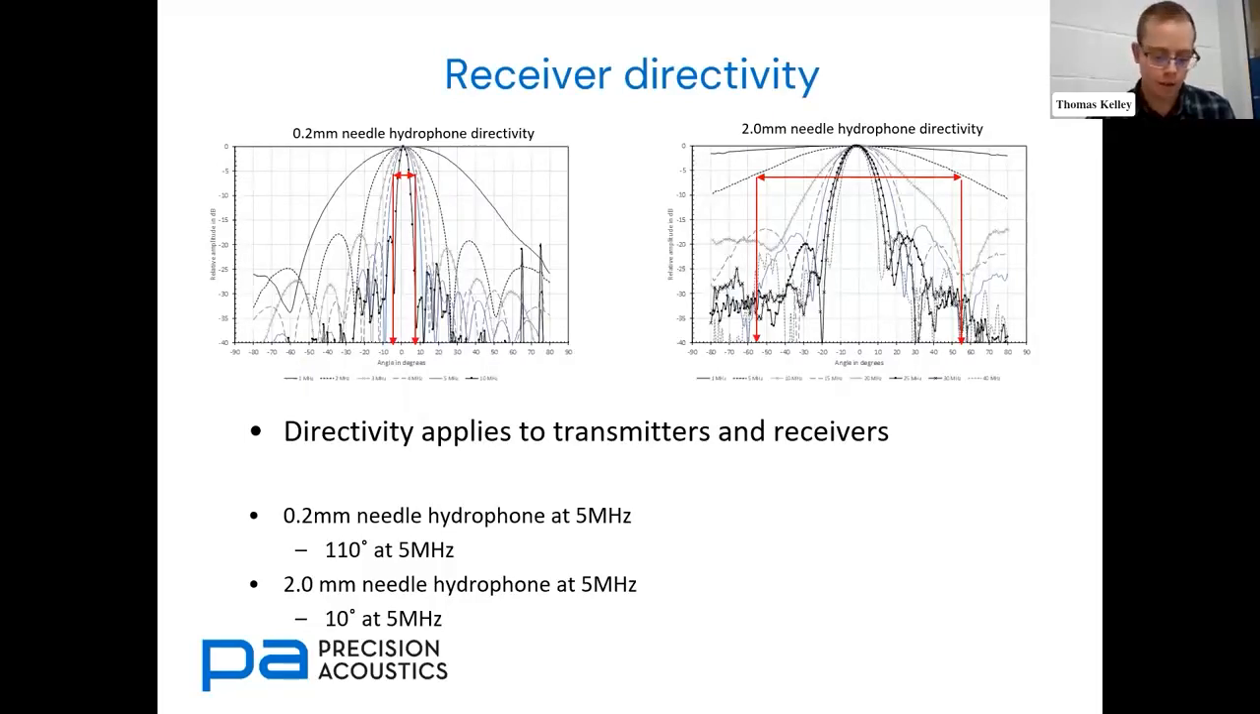The same applies to receivers, or hydrophones, as they're known in immersion use. You can see some data here on the directivity of two different sizes of needle hydrophone. This is for a fixed size and varying frequency. You can see that the smaller hydrophone is far more directional than its larger counterpart.